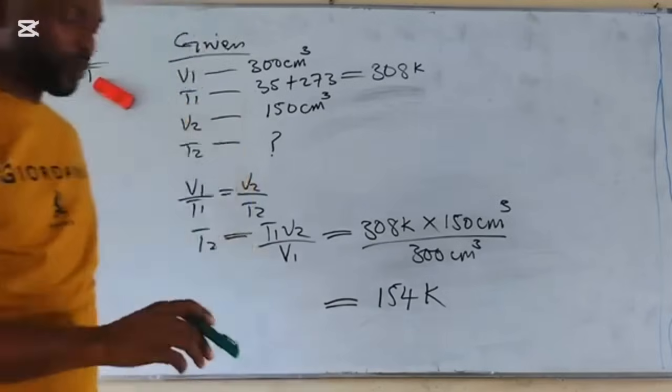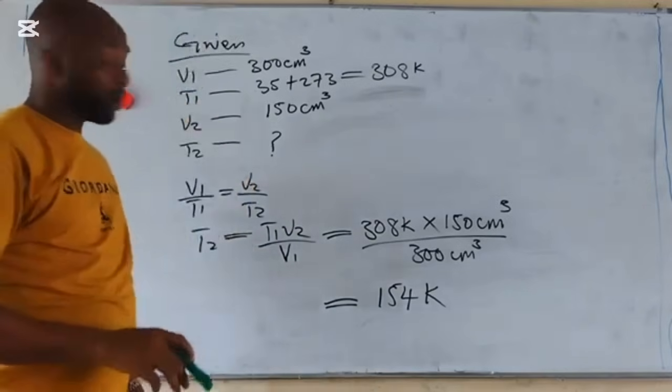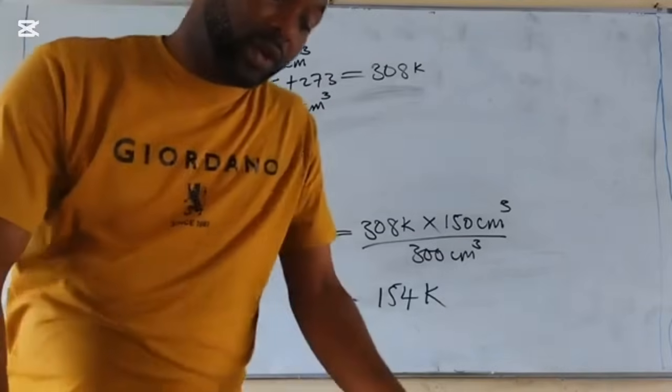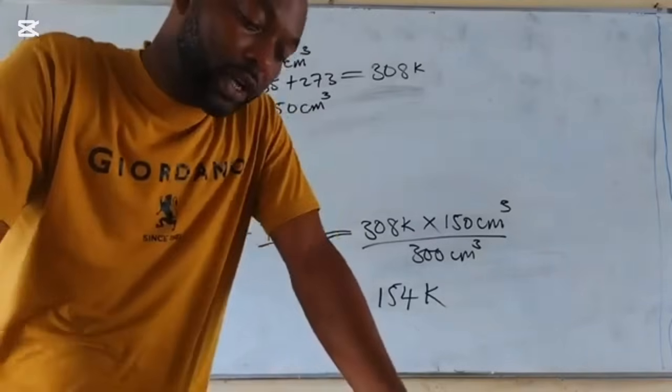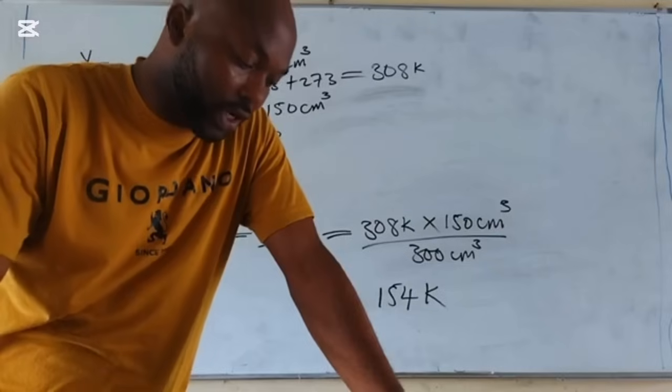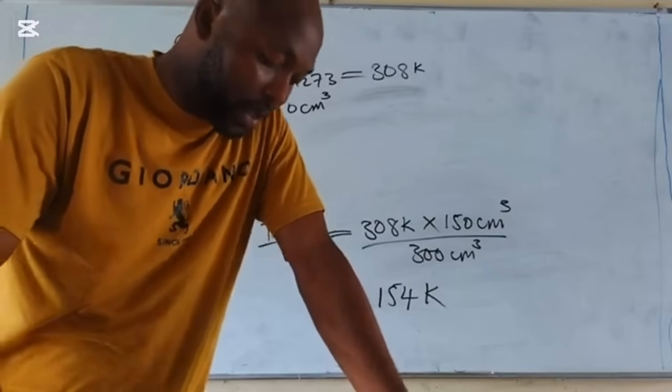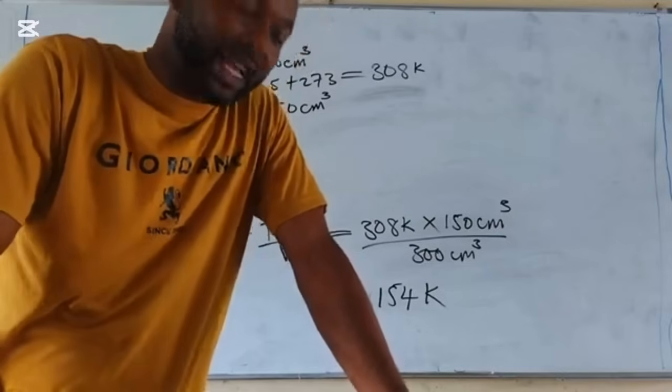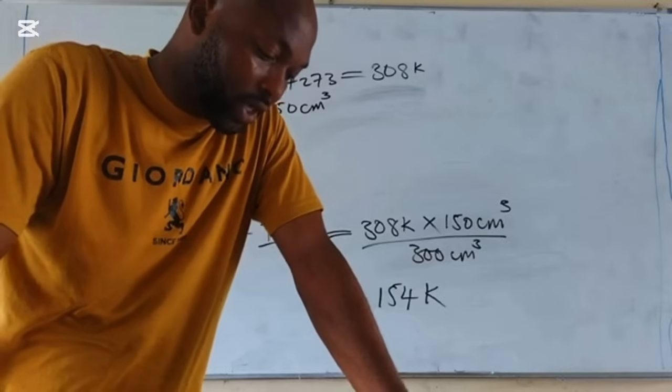Oh, is that our seventh question? Okay. 300 at 35. At what temperature will it have its volume reduced? Okay, that's our sixth question, I guess. Let's take the last question on this.